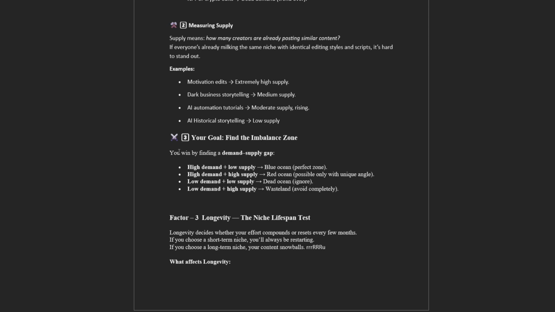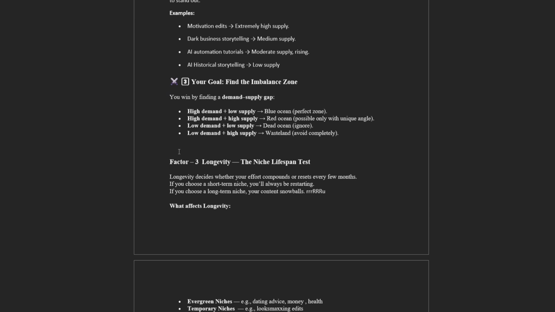Now, your goal is to find the imbalance. You need to find a niche which has high demand and low supply. If it has high demand and low supply, it's a blue ocean. You can win by doing what everyone else is doing. Now, if the demand is high but the supply is also high, it's a red ocean. You need to differentiate yourself from the competition, and that's how you win in high demand, high supply niches. Now, in the third and fourth scenarios where the demand is low, you shouldn't go there. Don't create what the audience doesn't want to watch.